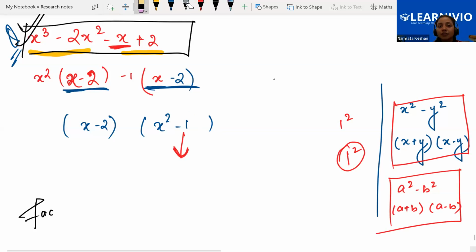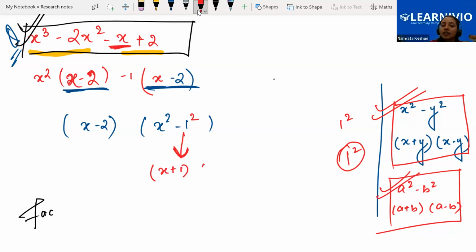Here we had 1. We can write it as 1 square and then we can use this formula. Be it this one or this one, both are the same formula. So it will be x plus 1 in one bracket and x minus 1 in another bracket. And initially we have x minus 2. And this is our completely factorized form. Is it clear, Ayan and Farhan? Yes, ma'am. Okay, Madiha, you are getting it, right?